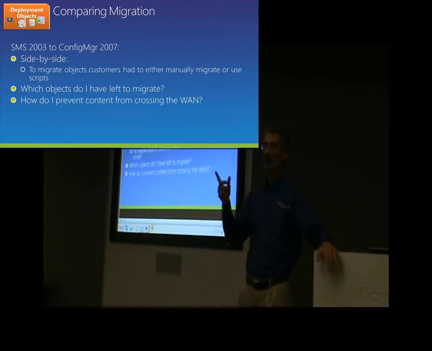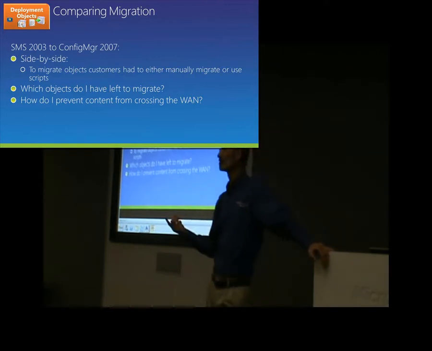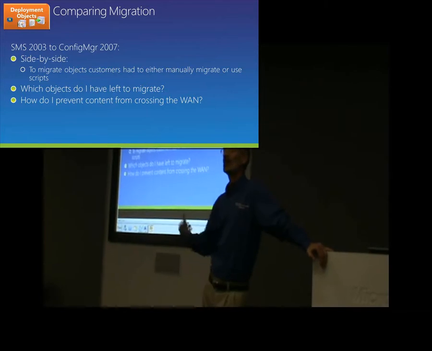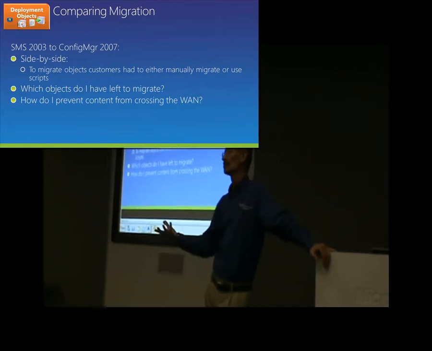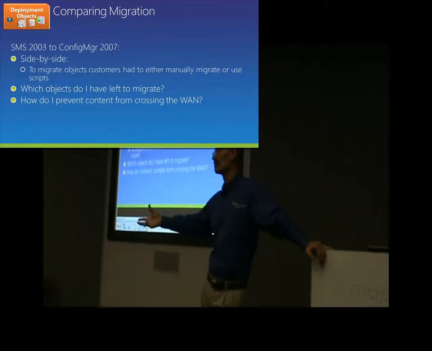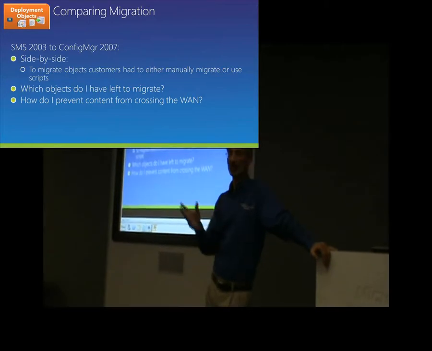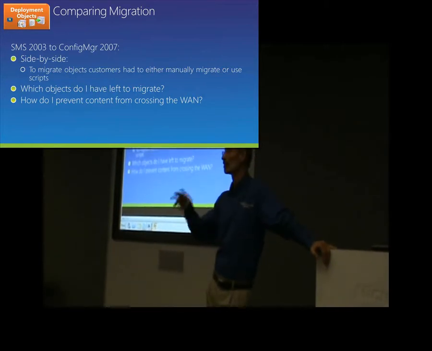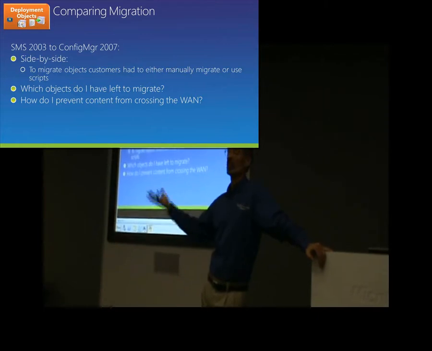In the migration or upgrade from SMS 2003 to ConfigMgr 2007, if you did it in place, you kept all your collections. You kept all your packages, your software updates, your deployments and advertisements and so on. All that stuff was retained in an in-place upgrade. Side by side, you lost everything.